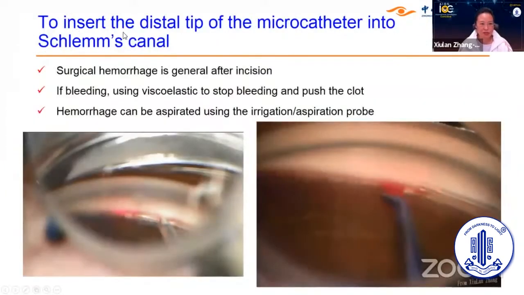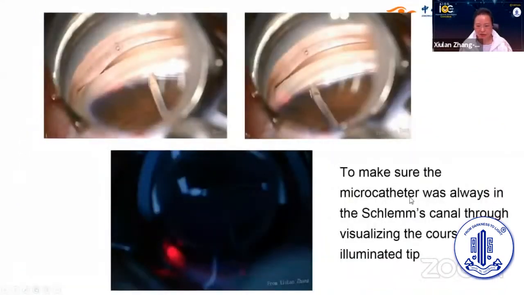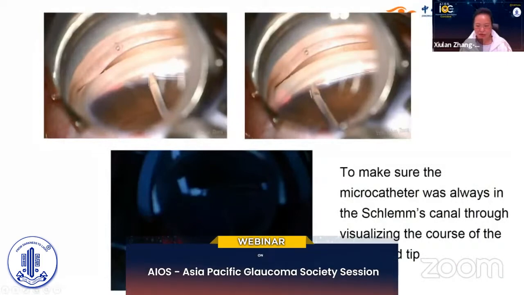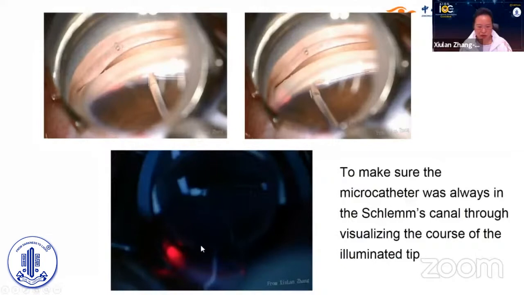Then we insert the distal tip of the microcatheter into Schlemm's canal. In this part, hemorrhage is very common. If bleeding a little bit, we can use viscoelastic to stop bleeding and push the clot. If hemorrhage is a lot, we can aspirate to clean it. Make sure the microcatheter is always in Schlemm's canal by visualizing the course of the illuminated tip, also with the light turned off.